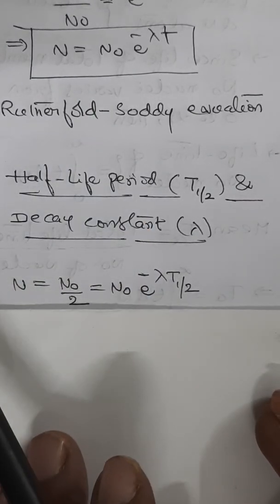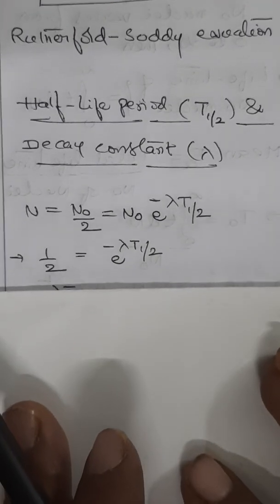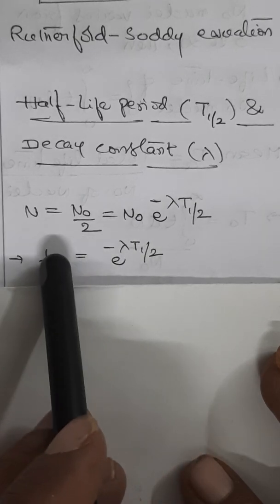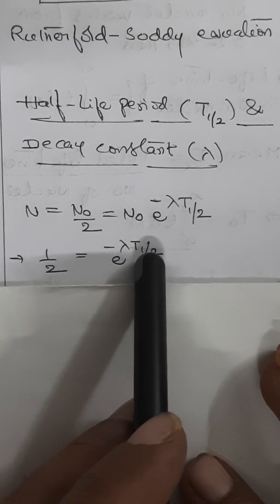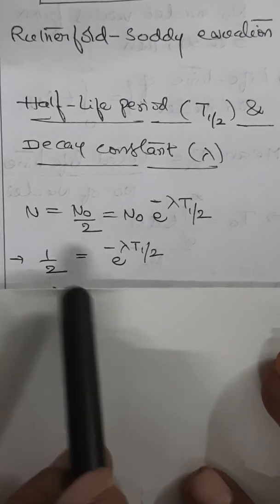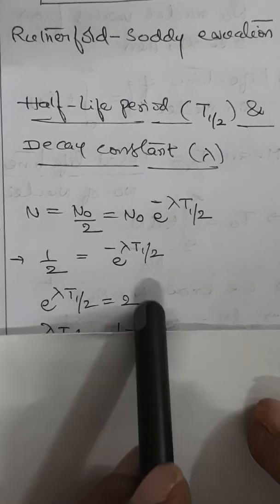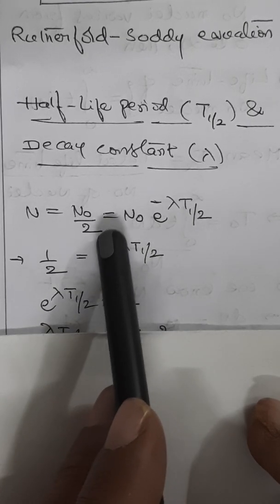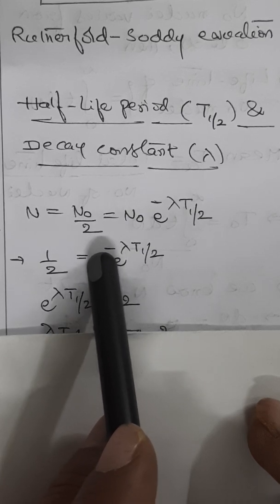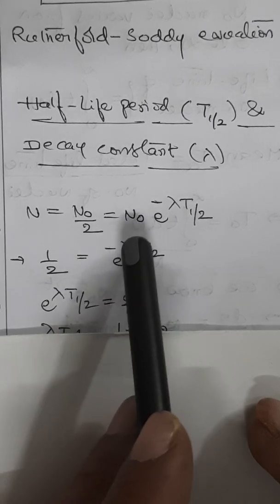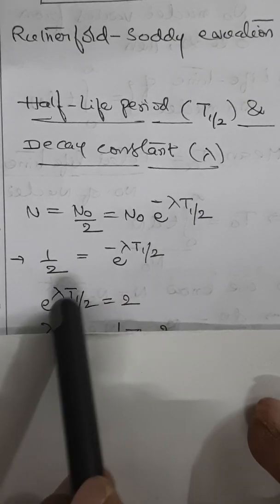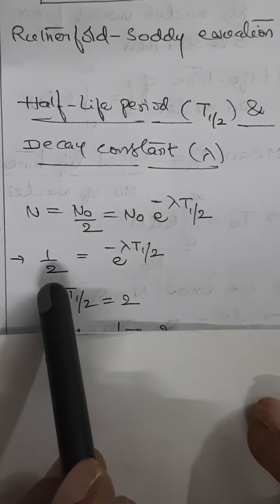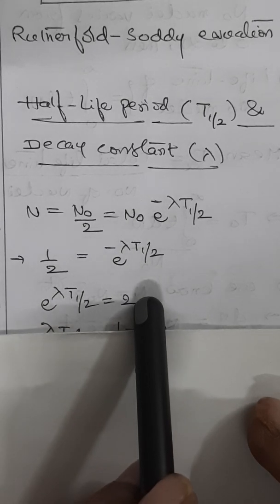Now, from this, we can calculate 1 by 2 is equal to e power minus lambda t half. Now, from this we can say, cross multiply. This becomes 1 by e power minus lambda t half. So, when 1 by e power minus lambda t half comes to the numerator, it will become e power lambda t half is equal to 2.